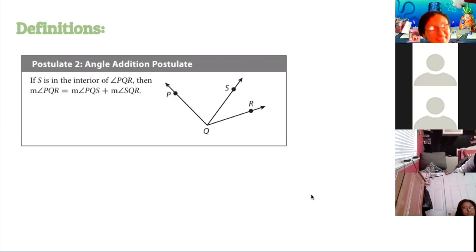Love that. Thank you. Okay, so again, before you write this down, I just want you to pay attention to the screen, and then I'm going to break it down first. The angle addition postulate is simply telling me that if S, notice the dot S, is in the interior of angle PQR, so P to Q to R, that's this long, the obtuse angle.